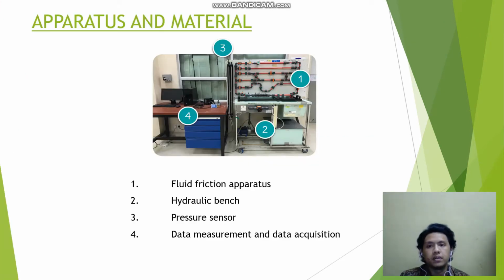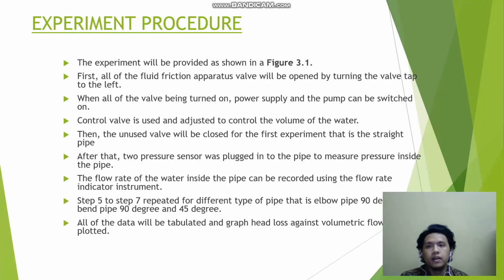For this experiment, the apparatus and materials needed consist of four elements: the fluid friction apparatus, the hydraulic bench, the pressure sensor, and lastly data measurement and data acquisition for the data collection. And then for the experiment procedure, the experiment is set up as shown in the figure. The first step is that all of the fluid friction apparatus valves will be opened by turning the valve tab to the left.